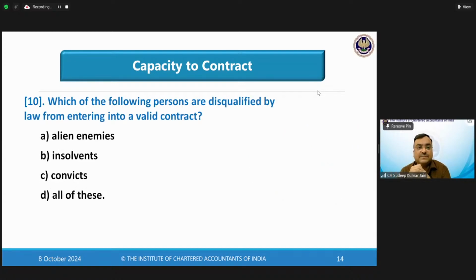Last question. Which of the following persons are disqualified by law from entering into a valid contract? Disqualified. Alien enemies, insolvent, convicts, all of these.